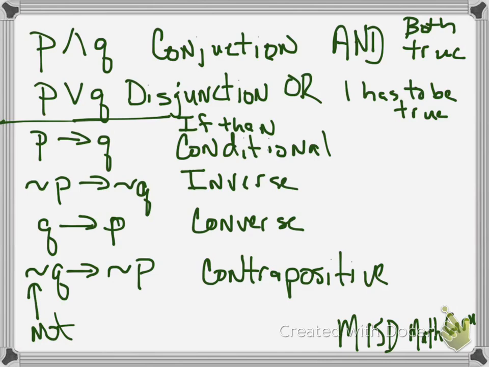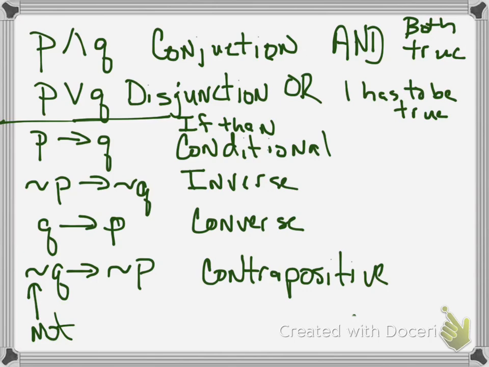You can talk about a conjunction. Know that it's an and statement. Both are true. Both must be true to be true. Disjunction, or, only one has to be true. If-then statements, we have conditional, inverse, converse, contrapositive. You should already know that I'm the MISD math guru because that's all there. Don't forget the little squiggly line is a not, and kind of go from there.